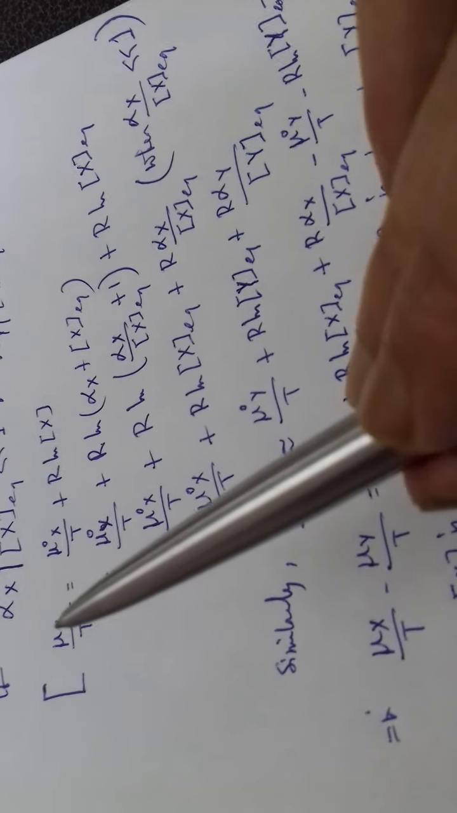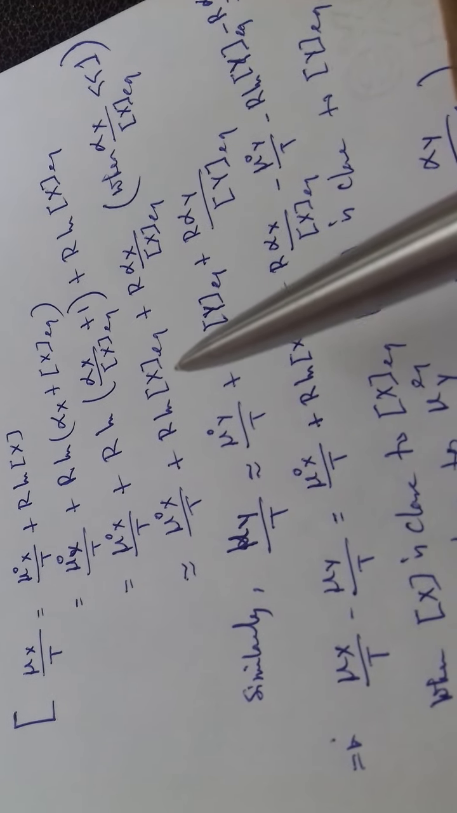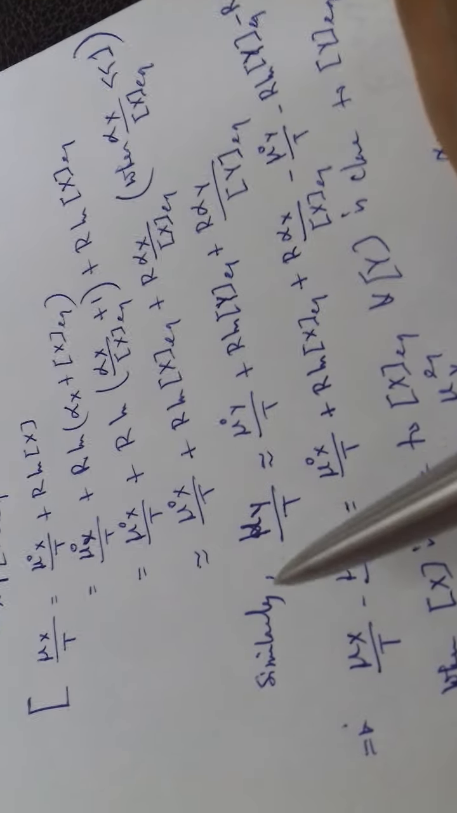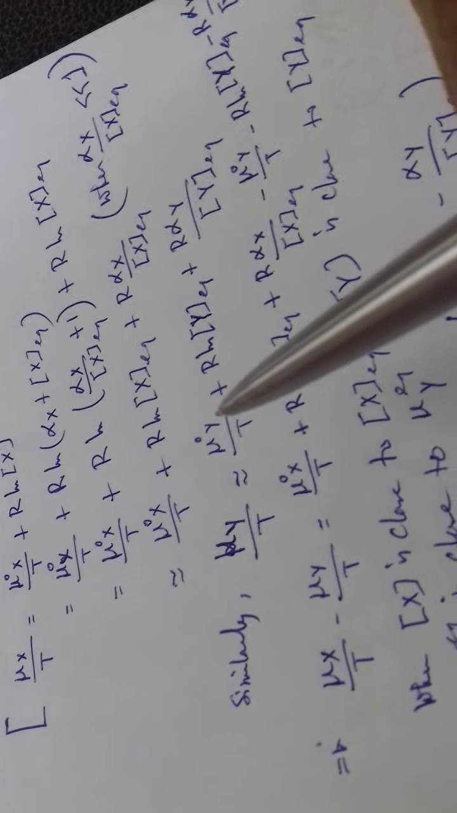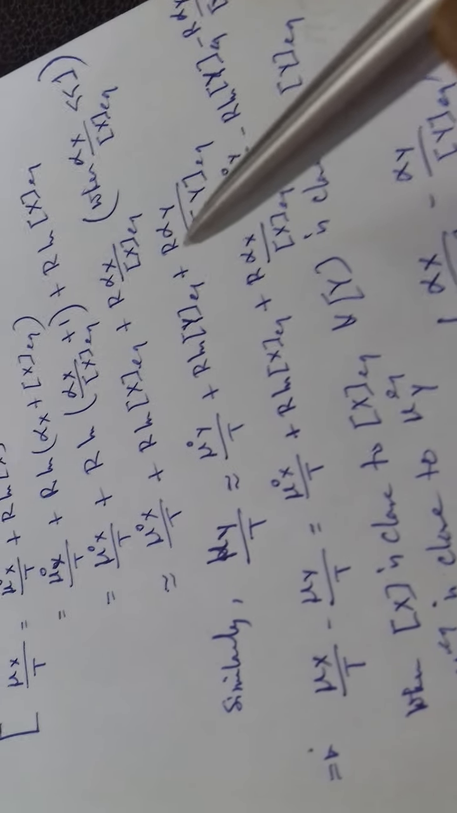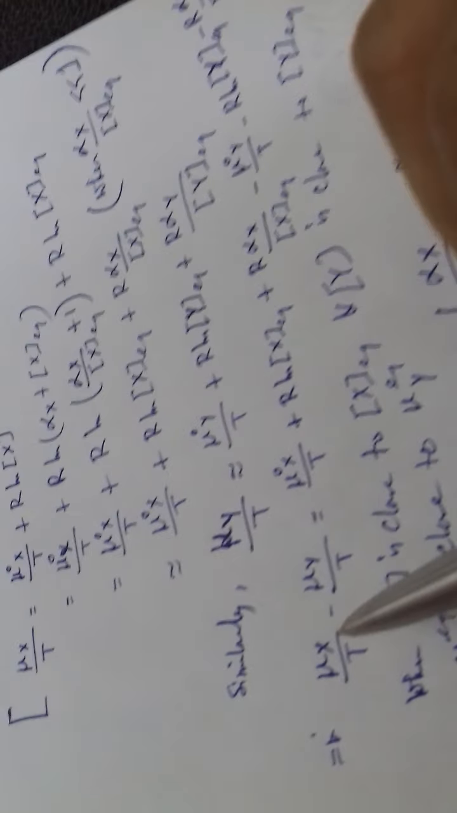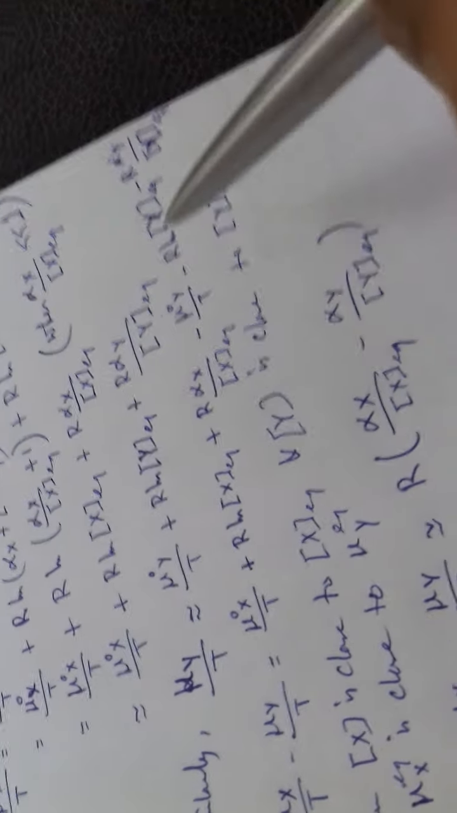So as a result, we get μx by T equal to μ0x by T plus R ln xq plus R αx by xq. Similarly, μy by T will become μ0y by T plus R ln yq plus R αy by yq. So now the difference between them, that is μx by T minus μy by T, will be this minus this. So that I have written here.